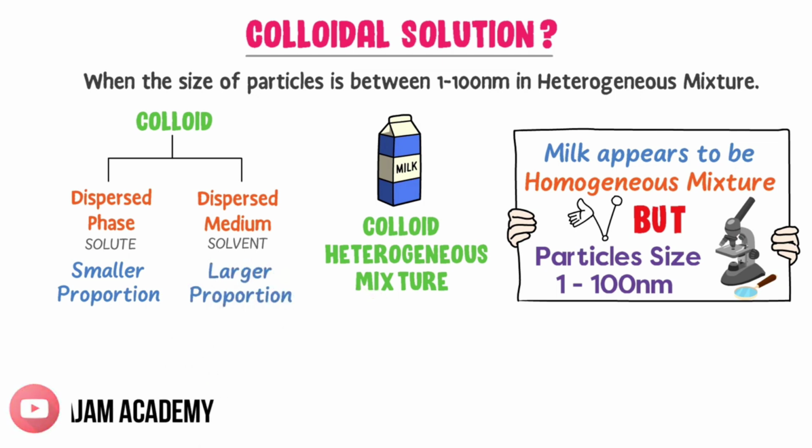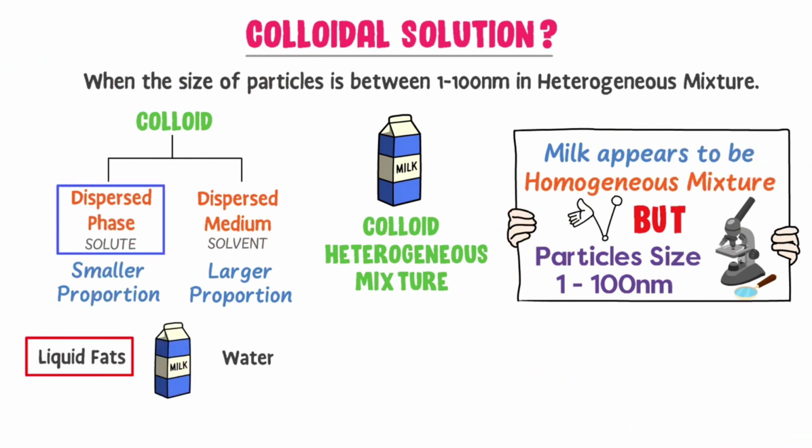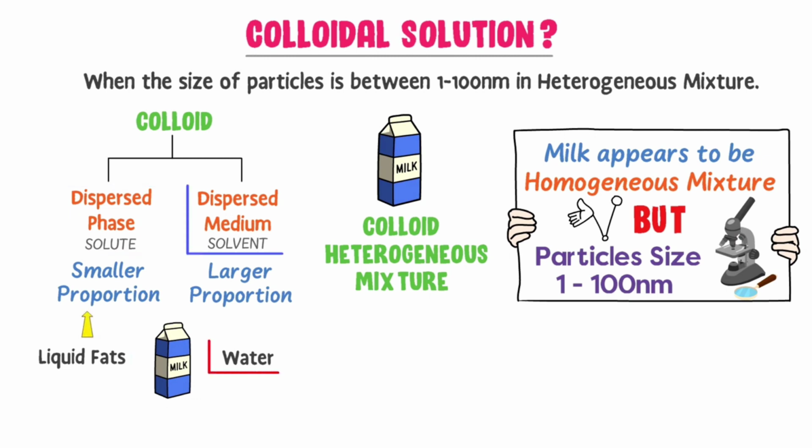For example, milk is a colloid. It is made from liquid fat and water. So liquid fat being present in smaller proportion is the dispersed phase, while water being present in larger proportion is the dispersed medium. Here is a bonus MCQ for you.